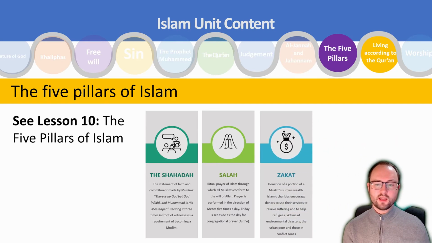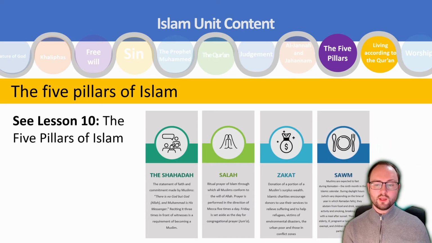Zakat. Zakat is a giving of money to charity. It's a way that Muslims show their thankfulness to Allah for the money he's given them, and they give their money to people who are less fortunate than themselves, the poor and the needy. So zakat is another one of the 5 pillars.